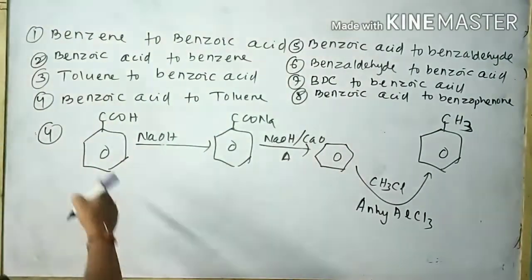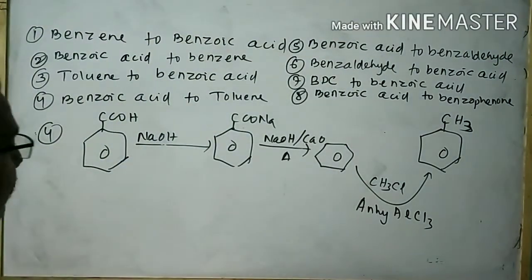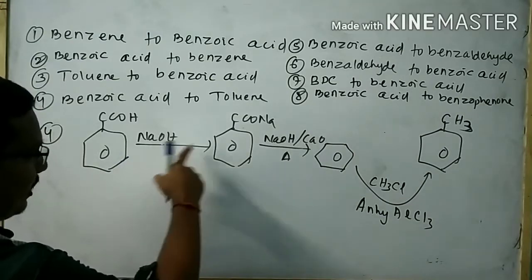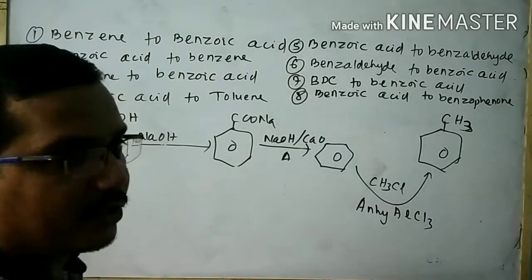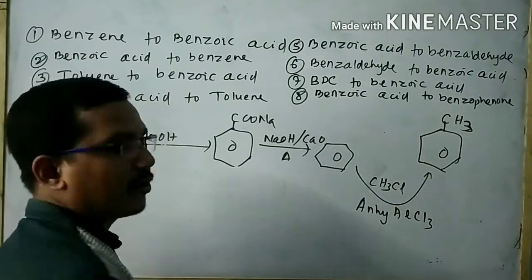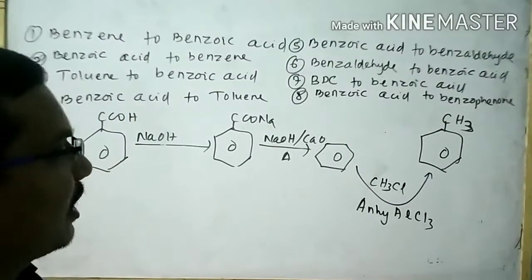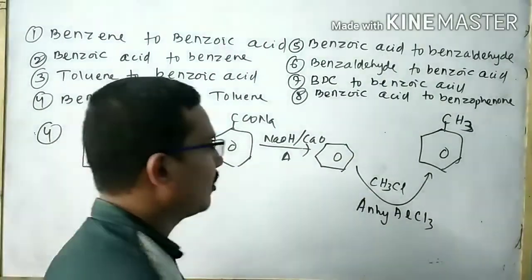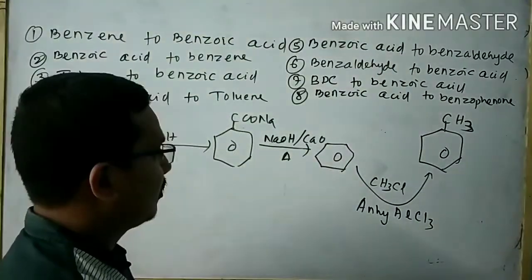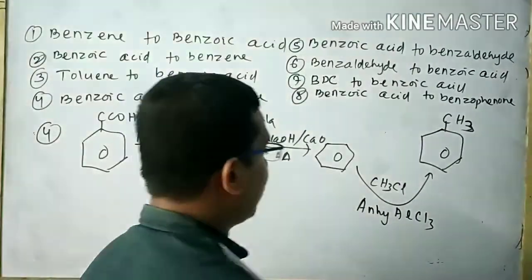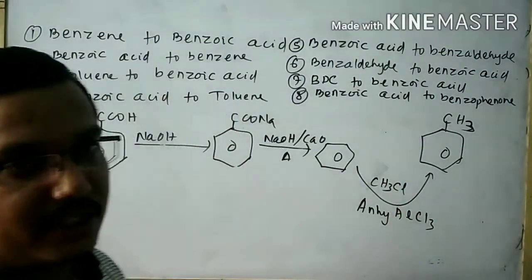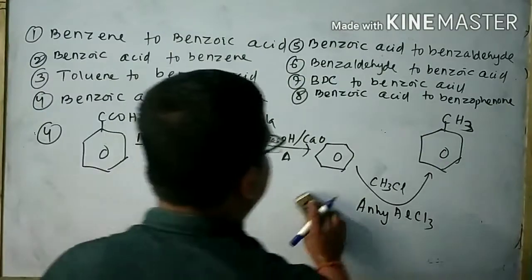Again, I will repeat: benzoic acid is subjected to reaction with sodium hydroxide. Sodium benzoate is formed. Now, sodium benzoate is subjected to reaction with sodium hydroxide in the presence of calcium oxide, that is associated with the Dumas method. Benzene is formed. Then benzene is subjected to Friedel-Crafts alkylation. Then methyl benzene, that is toluene, is formed.